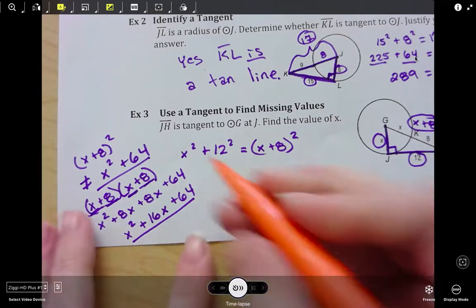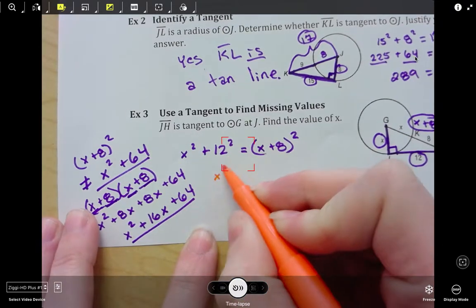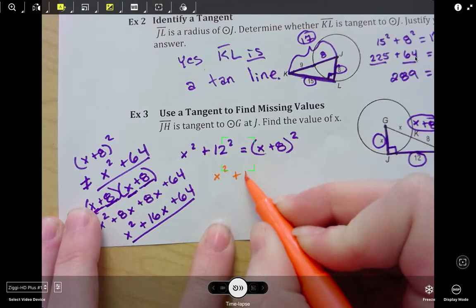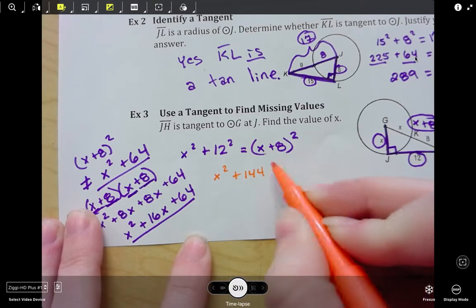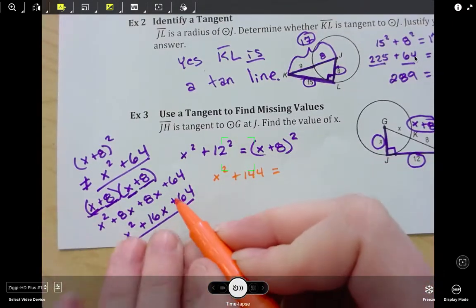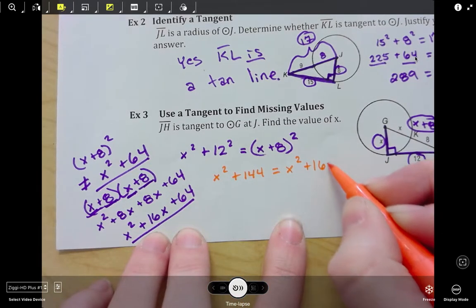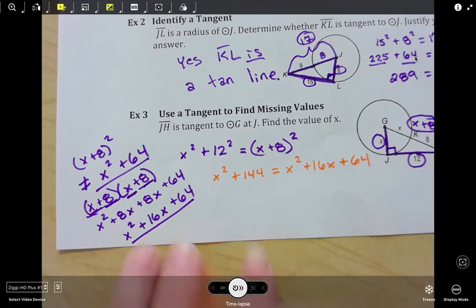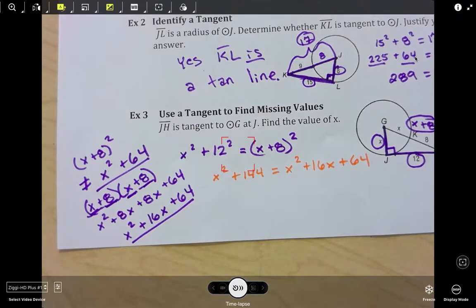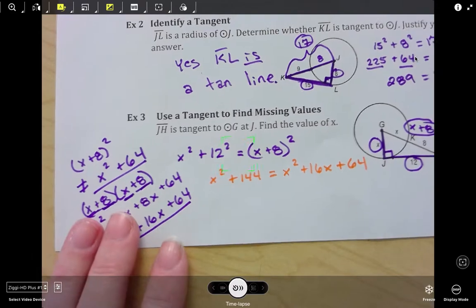So we've got on this side x squared plus 12 squared is 144. And then I'm going to write off to the right side what x plus 8 squared is. We have x squared plus 16x plus 64. Okay, this kind of looks tedious, but we are really almost done. This actually does come out very, very nicely.